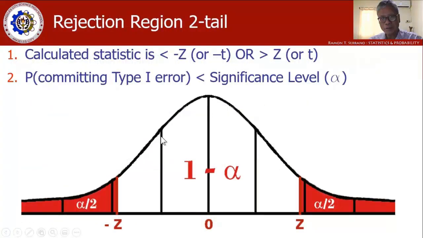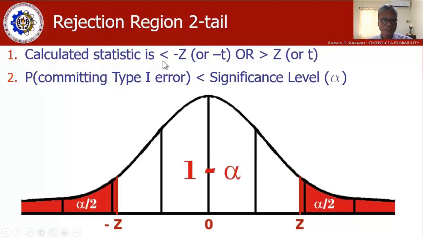Now, I'll give you more examples on that later, but for now, I want you to take a look at the rejection region when there is a two-tail. When do you reject? Of course, we have to graph first the rejection region.